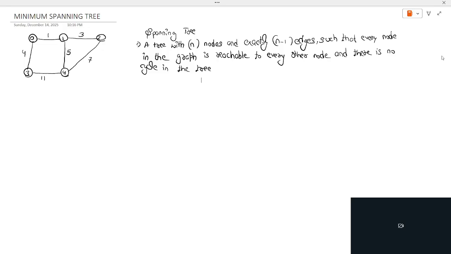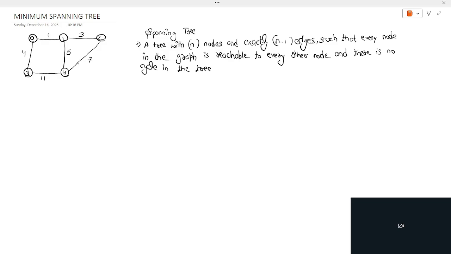So in this video we will be learning about minimum spanning trees. Before we learn about minimum spanning tree, let's understand what is a spanning tree. A spanning tree is a tree with n nodes and exactly n minus 1 edges such that every node in the graph is reachable to every other node and there is no cycle in the tree.